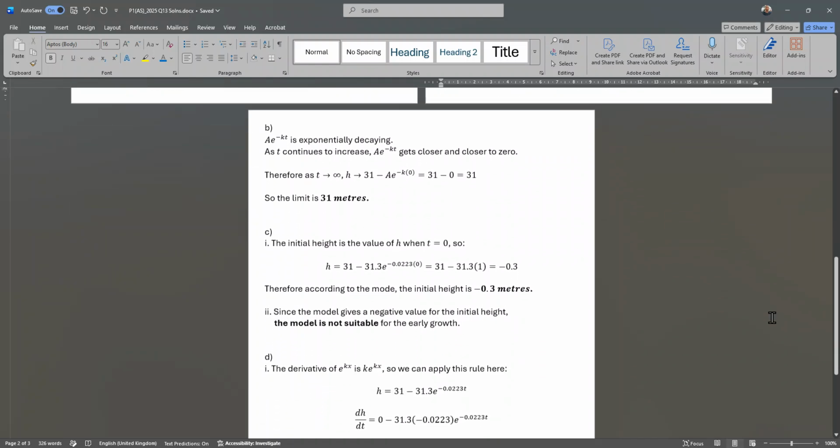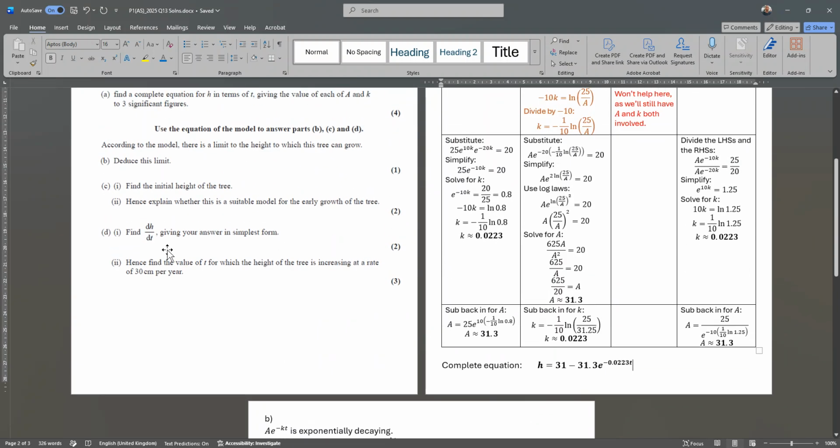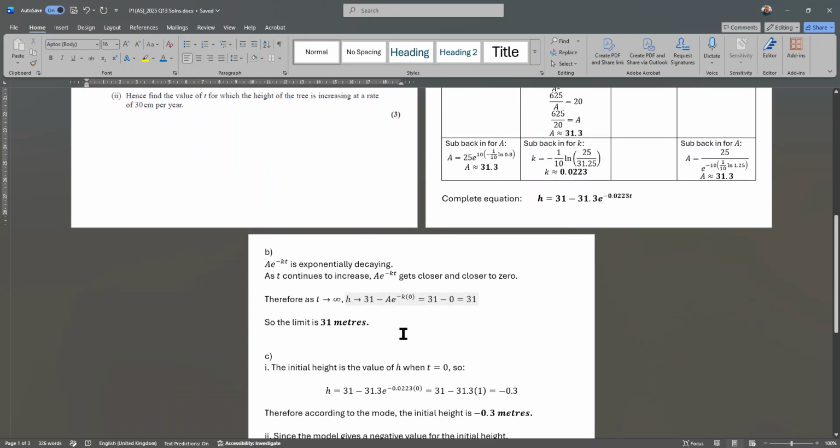So let's take a look at part B. Part B is asking us to deduce the limit to which the tree can grow. In other words, there is a value of h that we'll never quite reach. And the best way to understand why is to think about what we know about exponential decay. When you have e to the power of minus x, or e to the power of minus t, or e to the power of minus 0.02t, or whatever it might be, it is an exponential decay.